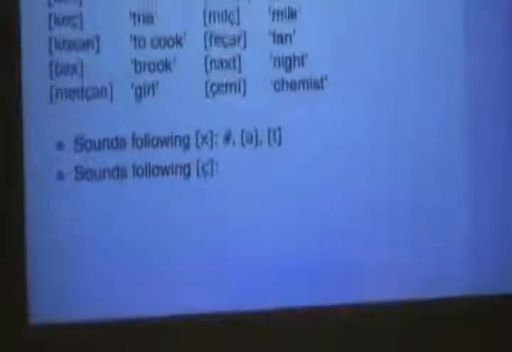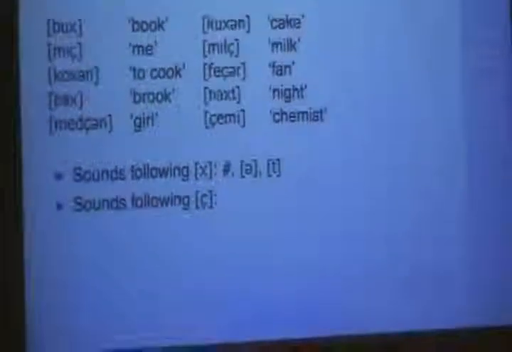Great. What do we see following hya? Oh, I know. I'll pick on you.